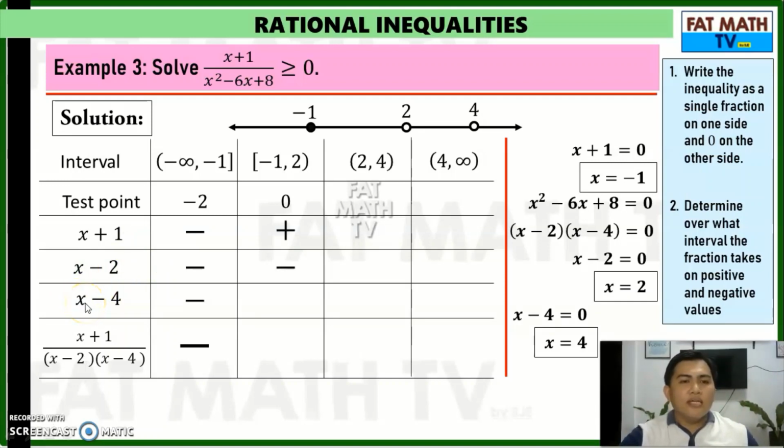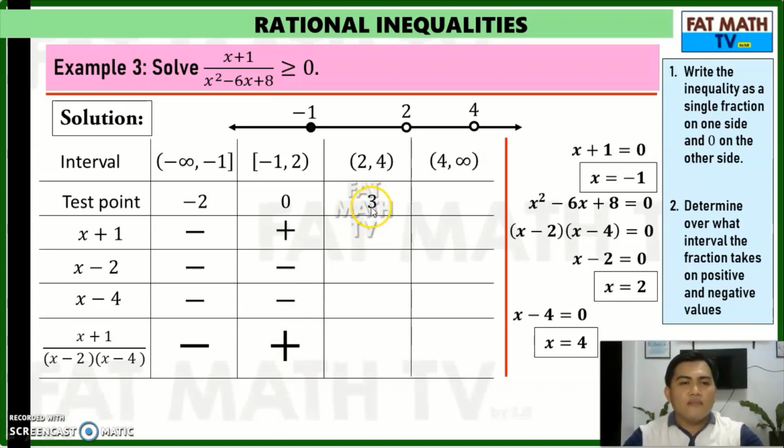0 minus 4 is negative 4, so that's a negative. So positive, negative, negative will give you a positive, this one. Okay? Negative and negative will be positive. So positive divided by positive is positive. And then identify a value between 2 and 4.